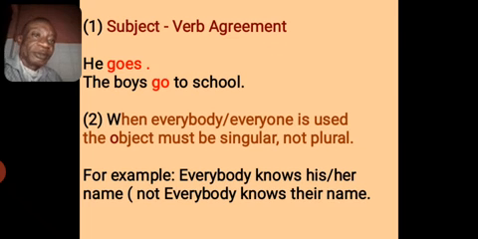Number 2, when everybody or everyone is used, the object must be singular, not plural. I want you to note this second type of concord. For example, everybody knows his or her name, not everybody knows their name. I've heard many folks talk like this. No, everybody knows his or her name.